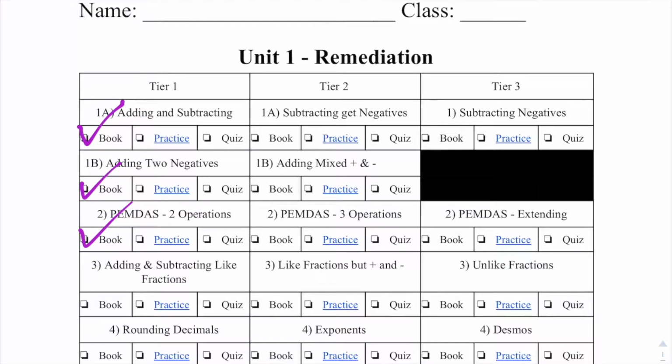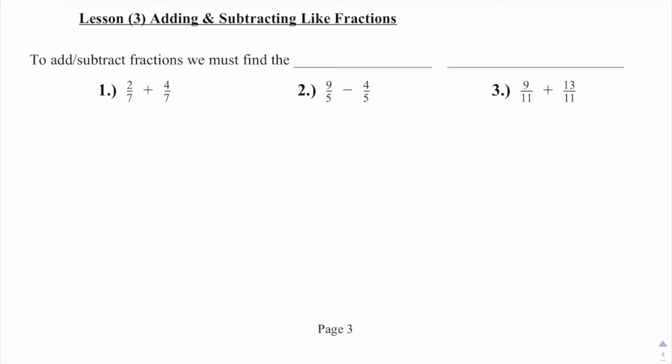We're back into our Unit 1 booklet, and we are on Tier 1, Lesson 3, adding and subtracting like fractions. So let's check that off. Here we are in Lesson 3, adding and subtracting like fractions. To add and subtract fractions, we must find the common denominator. You probably recall that from middle school.